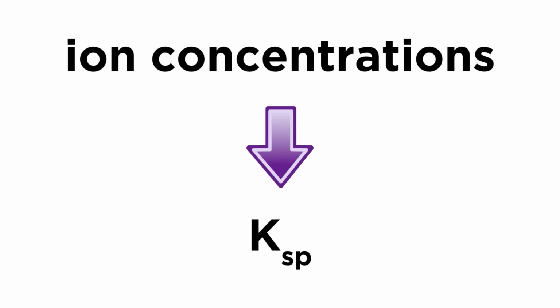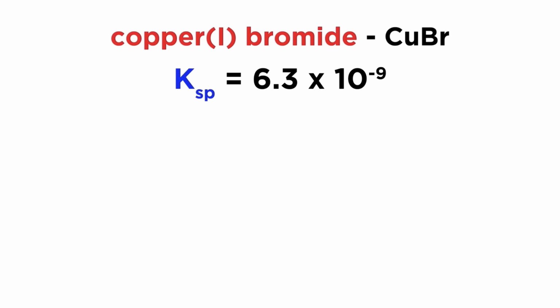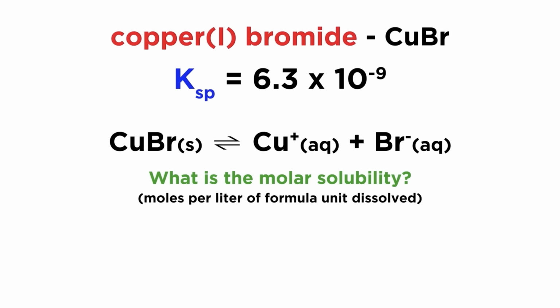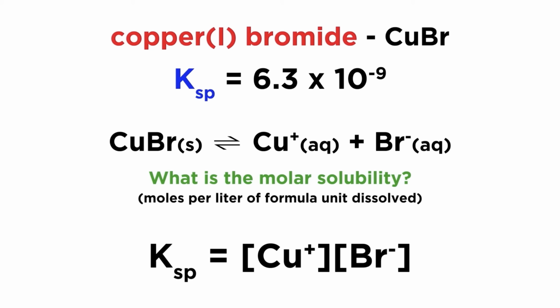We can also go the other way around and predict the concentrations of ions that will result in solution when dissolving a substance with a given KSP. Let's say we place copper 1 bromide, which has a KSP of 6.3 times 10 to the negative 9, in aqueous solution, which will then generate copper ions and bromide ions to some extent. What will be the molar solubility of this substance, meaning how many moles per liter of the formula unit will dissolve? To find this, we can write the solubility product expression and use this to construct a simple ice chart.